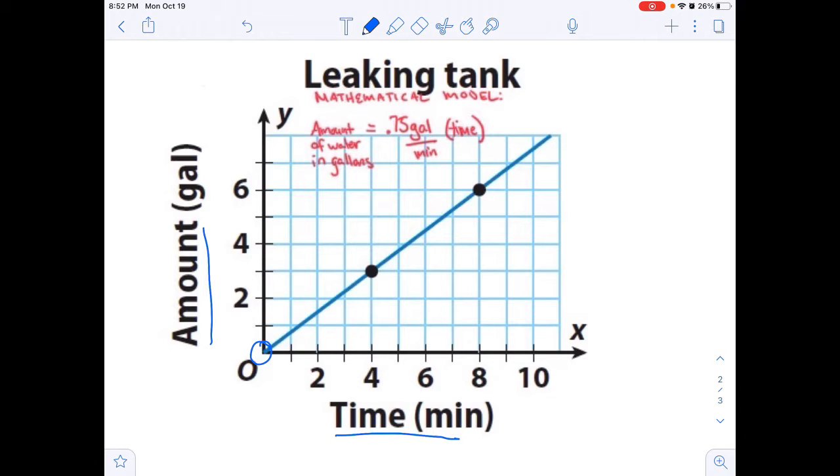So to write this as a mathematical model, I have the amount of water in gallons is equal to 0.75 gallons per minute times the time in minutes, which I could pick any time. I could plug it in here, multiply it by 0.75 gallons, and I would be able to predict how much water had leaked out of the tank. That is also using this format.